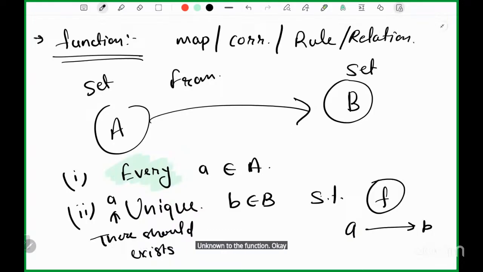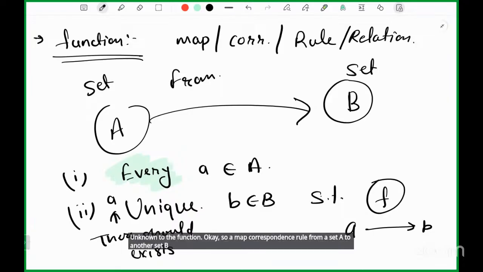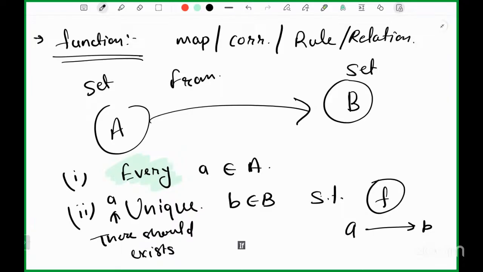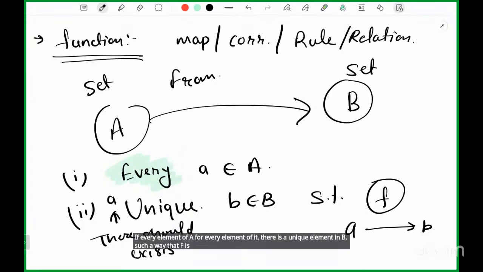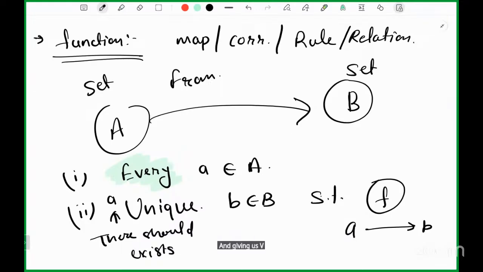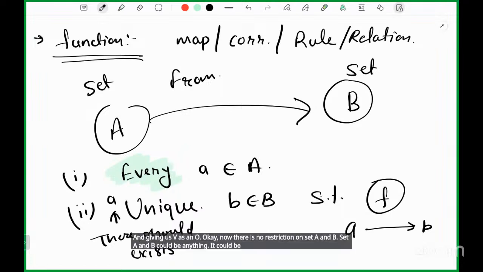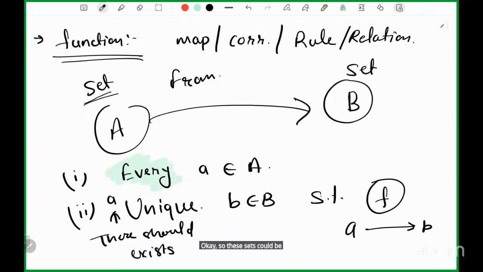So a map, correspondence or rule from a set A to another set B is said to be a function if for every element of A, there is a unique element in B such that f is taking a as an input and giving us b as an output. Now there is no restriction on sets A and B. They could be anything. They could be names of people, names of cities, names of countries, or numbers, anything you can take.